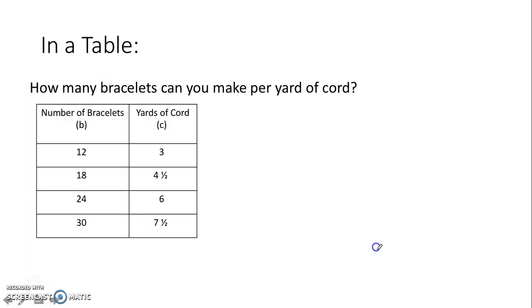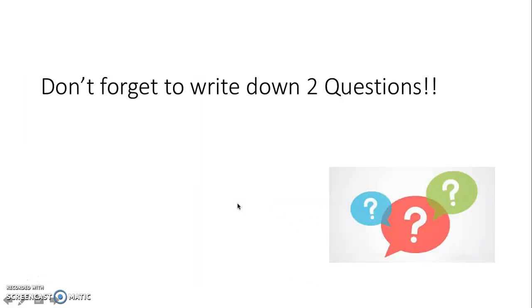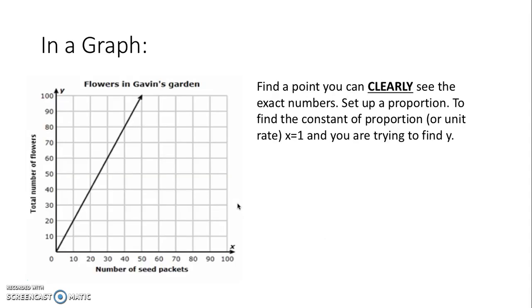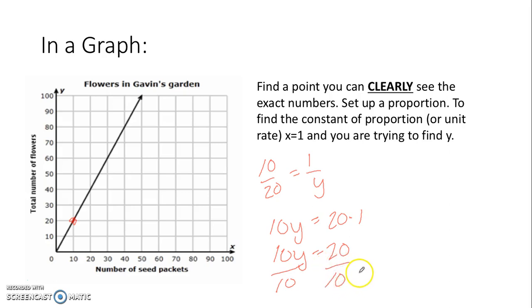Oh, man. Sorry about that, guys. Let's get that back here. So we have 10 over 20 equals 1 over y. All right, we have 10y is equal to 20 times 1. So 10y is equal to 20. Now we need to get y all by itself. So to do that, we need to divide by 10. All right, so y equals, what's 20 divided by 10? We have 2.